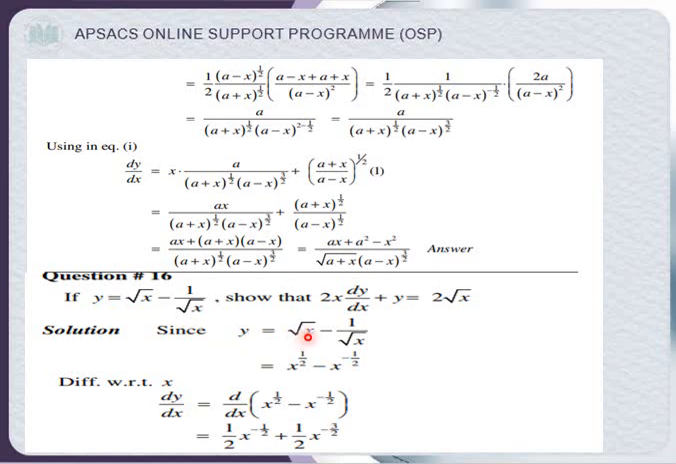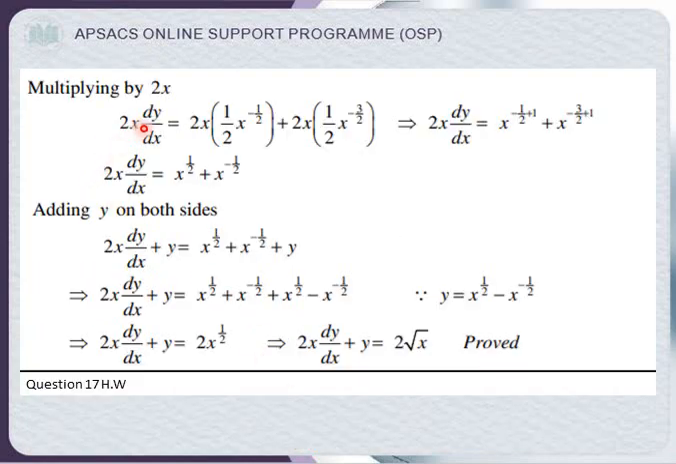For the sake of the power rule, I wrote it as x to the power 1 upon 2 minus x to the power minus 1 upon 2. Apply the formula: write the power at the bottom, decrease the power, and derivative under the power, x derivative with respect to x, 1. And again the same thing in here, minus minus plus.